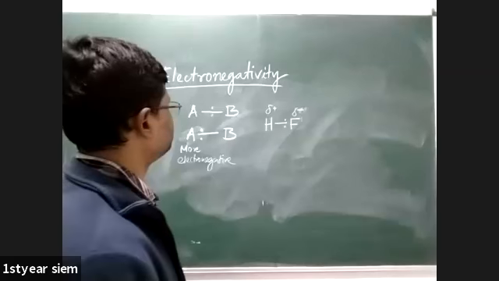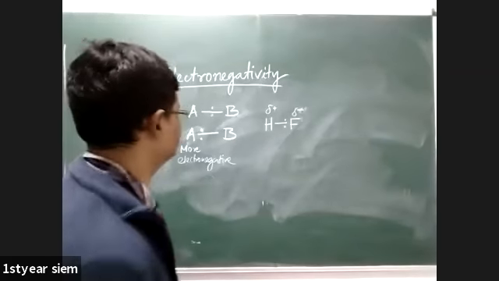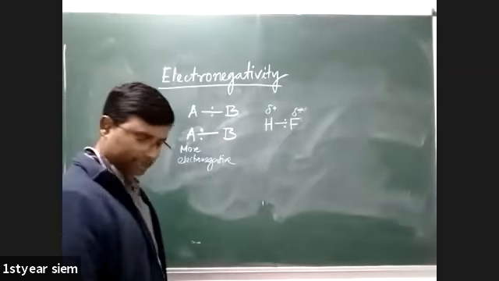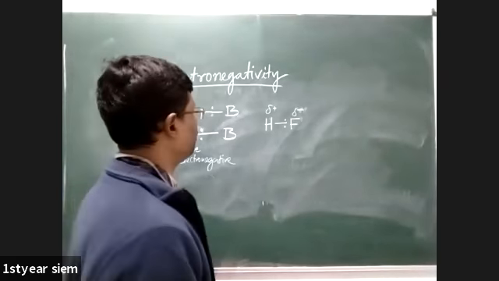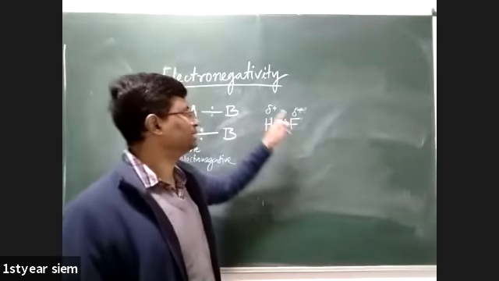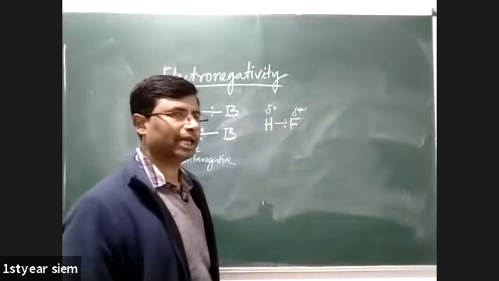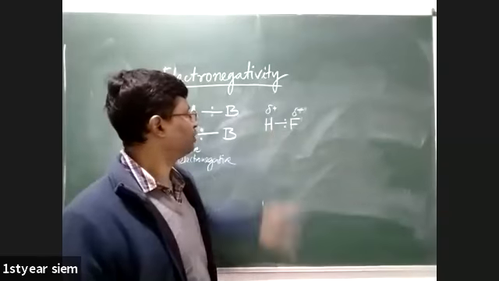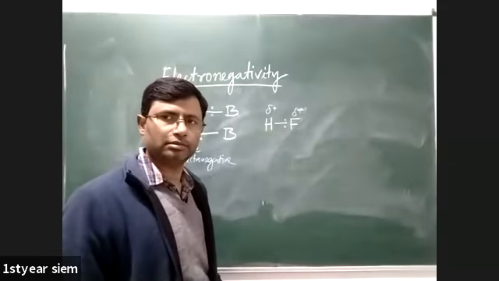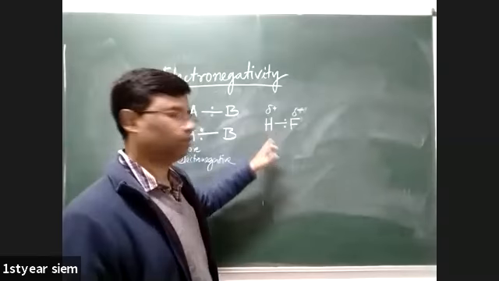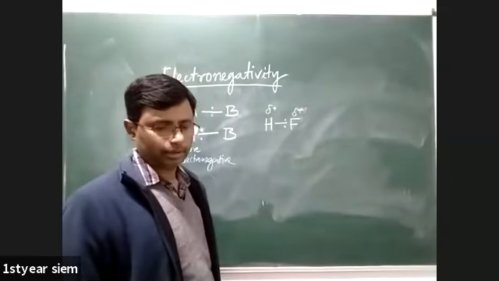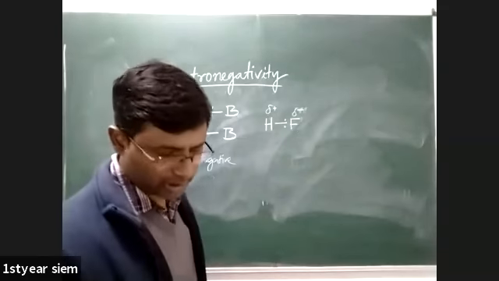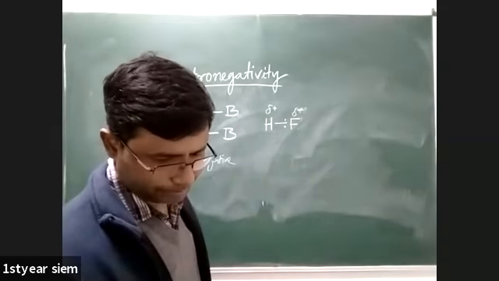There are many examples, and due to electronegativity, many things happen. The bond gets partial polarity. A covalent bond is a non-polar bond, but due to electronegativity, it gets polarity, partial polarity.